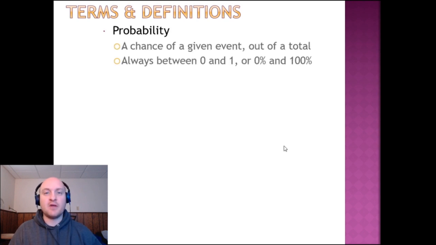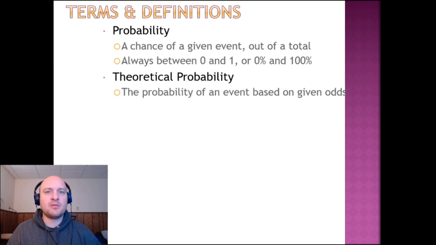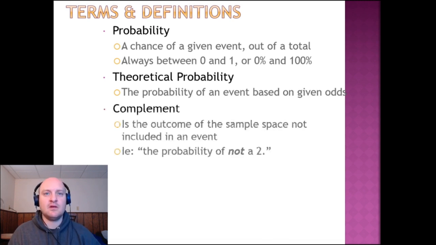First, just a reminder that our probability is always a chance between 0 and 1. Oftentimes probabilities will be referred to in percents, but they can also be decimals. A theoretical probability is based on some kind of odds. They must be given to you, or you must be able to understand that the odds are broken down in an even way. A complement is the opposite of a given probability.